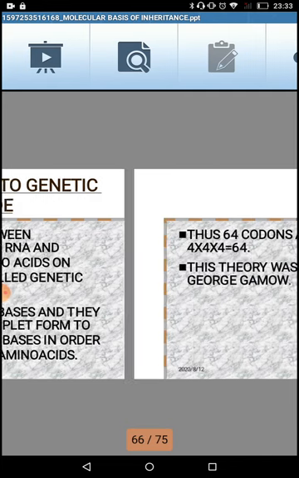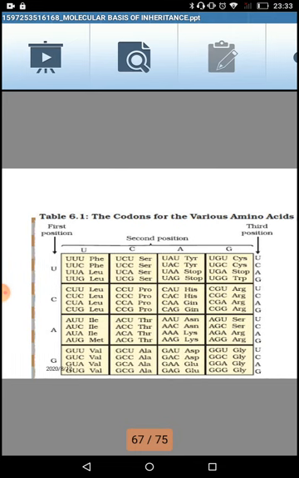Let's see one table. In this particular table, you can see that the bases are arranged in 3 positions. You can see the first position where U, C, A, G is there. Another one in the same pattern on the top, the second position is arranged as U, C, A, G, and in the same pattern on the third position U, C, A, G, U, C, A, G, like that it is being arranged.